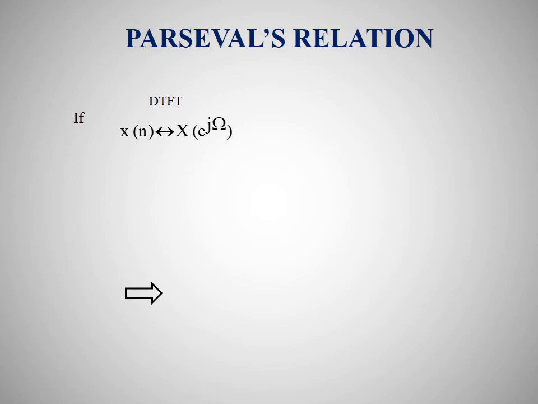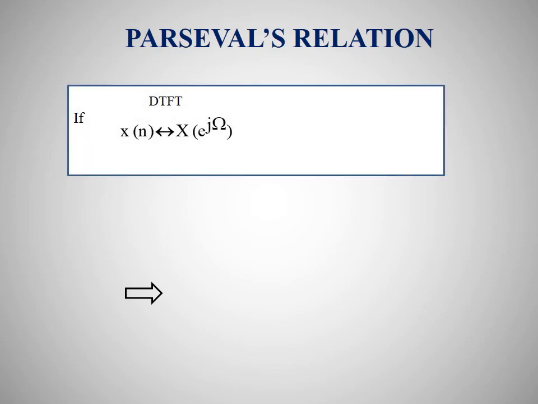The last property is Parseval's relation, which states as before, if x of n and its DTFT pair X of e^jΩ exist, then summation n equal to minus infinity to plus infinity of the modulus of x of n the whole square is going to be equal to 1 by 2π integral minus π to plus π of the modulus of X of e^jΩ, where Ω is the capital omega, the whole square, dΩ. This is also the capital omega.